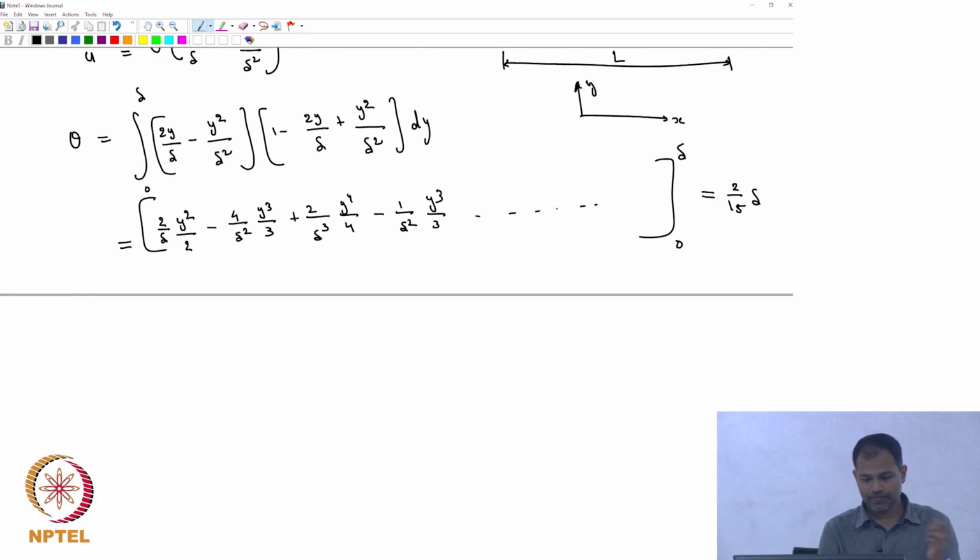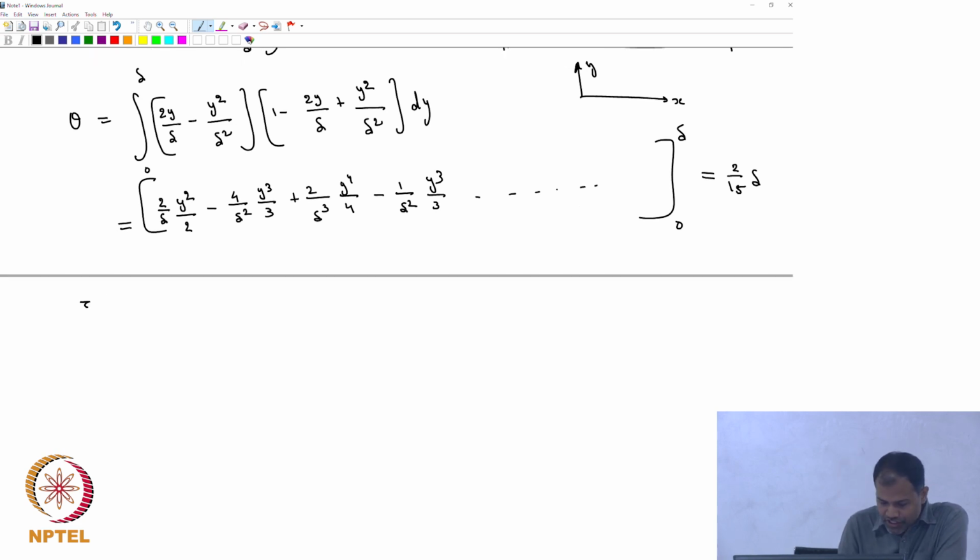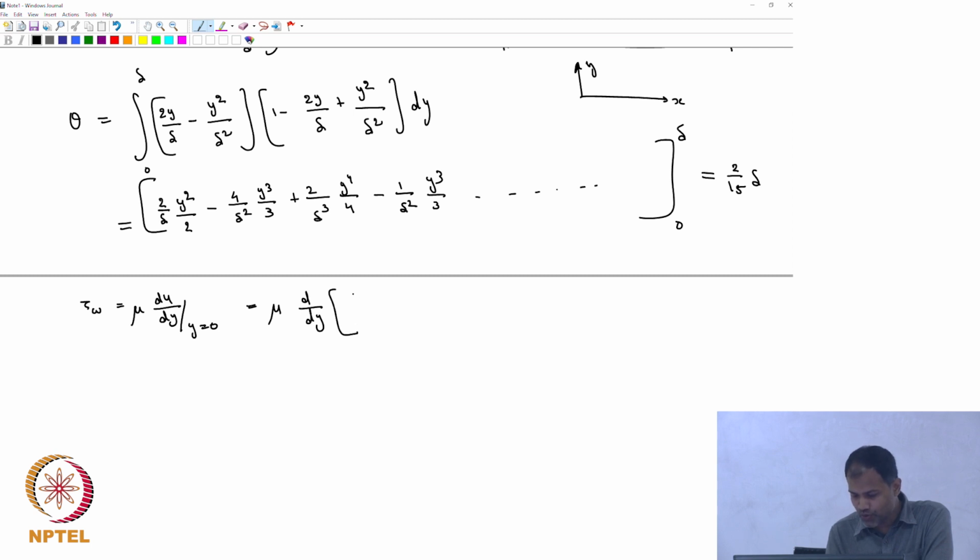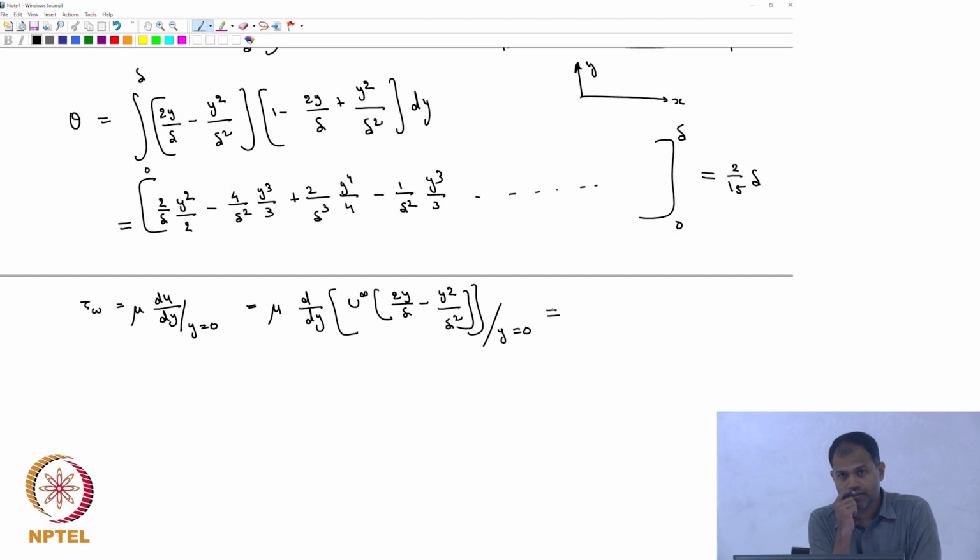So that's theta. Now we can calculate the wall shear stress tau w as mu into du by dy at y equal to 0. So that's mu into d by dy of u infinity into 2y by delta minus y square by delta square at y equal to 0. So what does that give you?